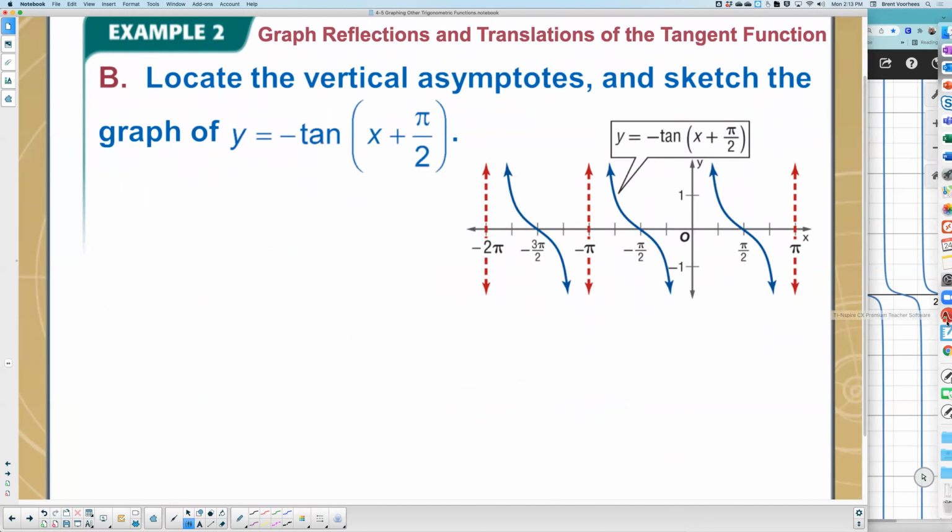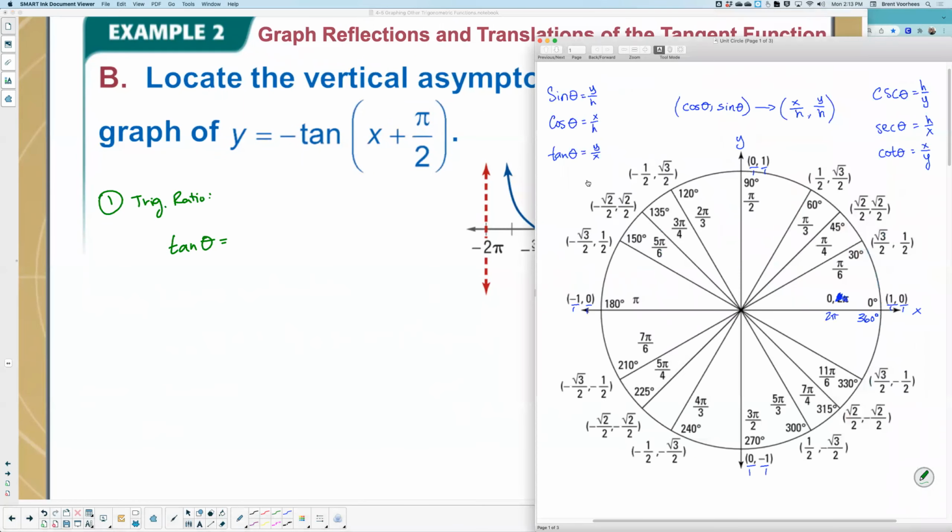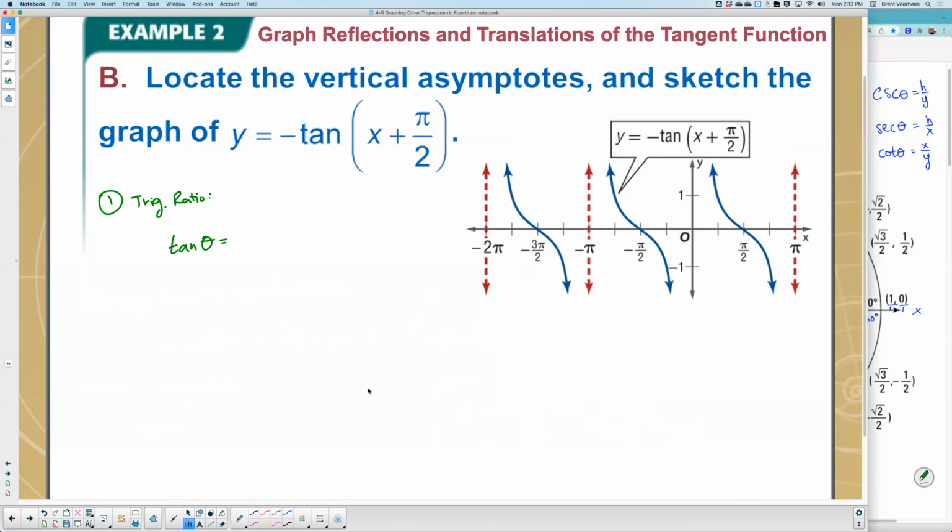So step 1. If you're looking for vertical asymptotes, what's step 1? Peyton, what do you have for step 1? Trig ratio. Yeah, your trig ratio. We first find the trig ratio. So for tangent, again, we have another tangent. Sine is y, cosine's x. Cheat sheet says tangent is y over x. So we have y over x here.